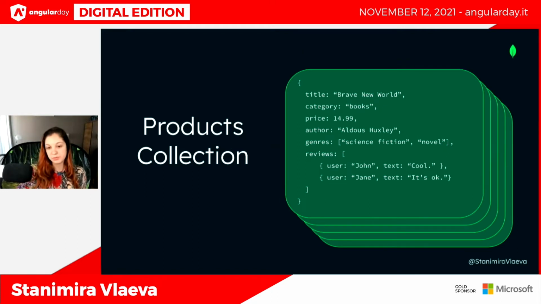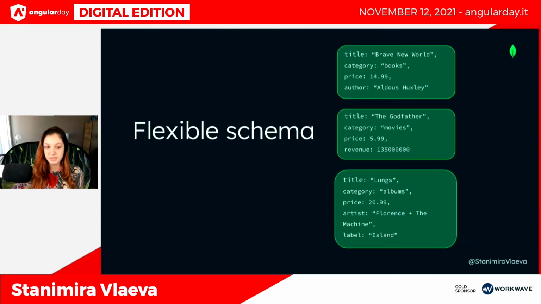Then we can group documents together in something that we call collections. So we can have a products collection that contains different products. And the tricky part here is that we decide what to put in that collection. We're not really bound by the fields that every document has. So we don't have a strongly defined schema. Instead, we have a flexible schema.